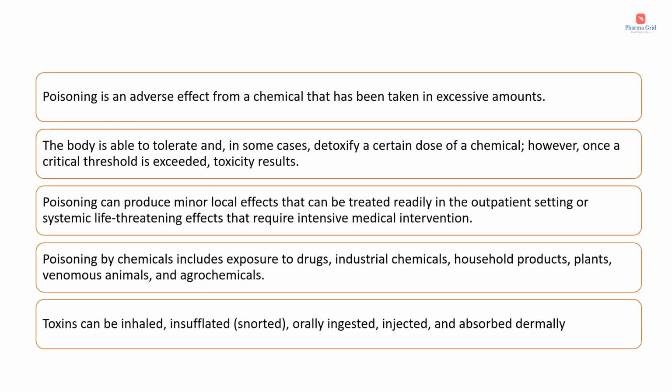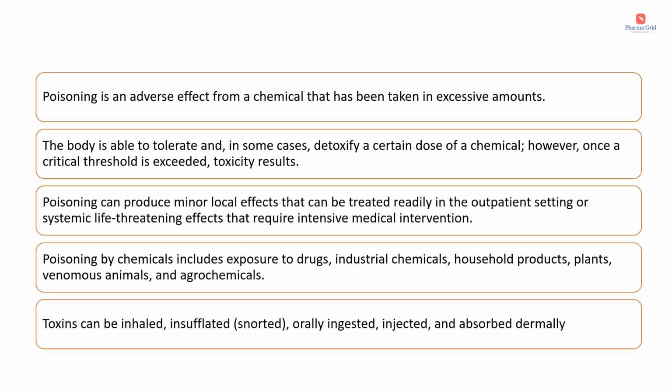So we all might be aware of the term poisoning. For every drug or chemical, there is a particular limit. If it exceeds the limit, it can lead to poisoning. Poisoning is an adverse effect from a chemical that has been taken in excessive amounts. The body is able to tolerate, and in some cases detoxify, a certain dose of a chemical. However, once a critical threshold is exceeded, it will result in toxicity.